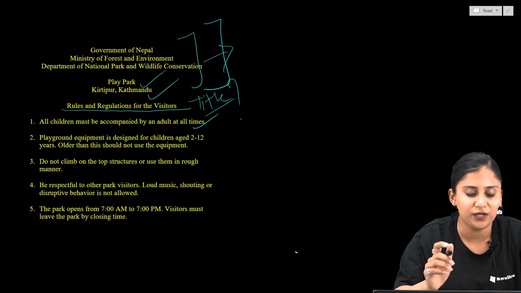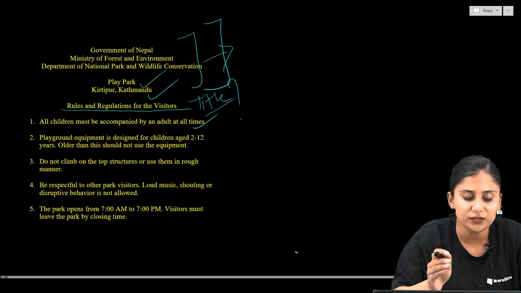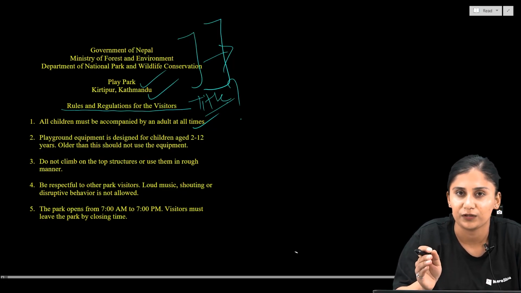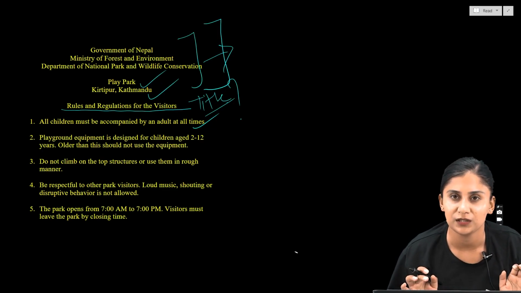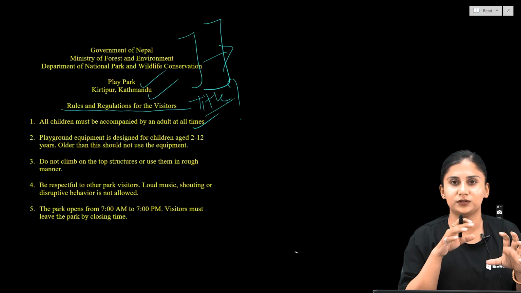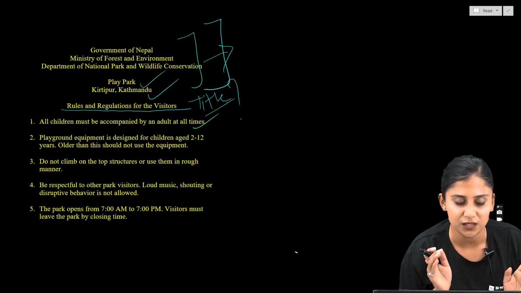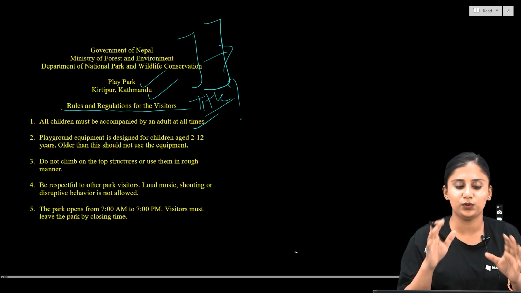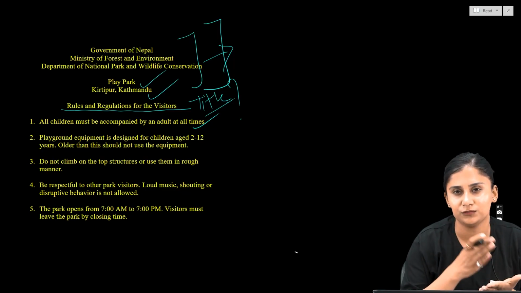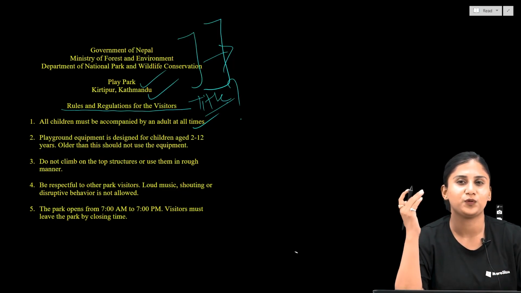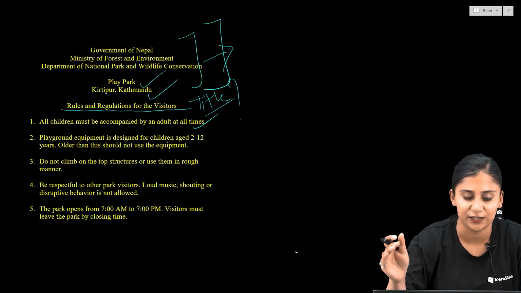So next, playground equipment is designed for children aged 2 to 12 years. Older than this should not use the equipment. We are also supposed to inculcate the idea regarding the equipment. As there in the park we have also inserted the playground equipment, those equipment are designed only for children aged 2 to 12. So the children who are more than 12 are not supposed to use it. You should be very clear in this idea as well.